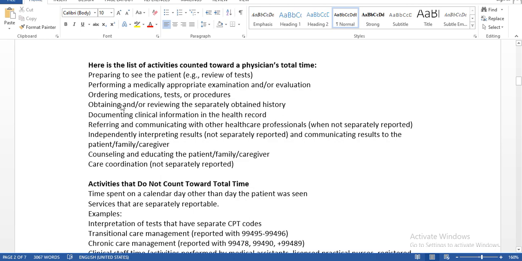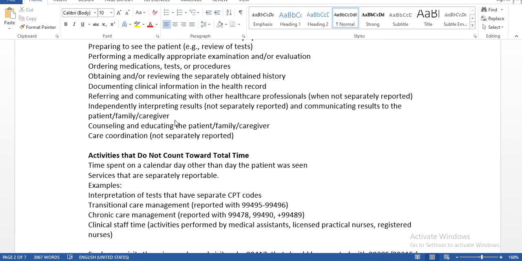The first one: preparing to see the patient, for example review of tests. Performing a medically appropriate examination or evaluation. Ordering medication, test or procedure. Obtaining and/or reviewing separately obtained history. Documenting clinical information in the health record. Referring and communicating with other healthcare professionals when not separately reported. Independently interpreting results and communicating results to the patient, family, caregiver. Counseling and educating the patient, family, caregiver. Care coordination, not separately reported.